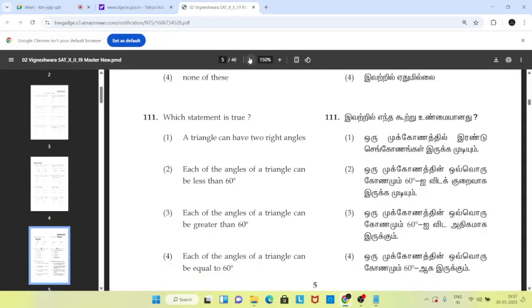Each angle of a triangle can be less than 60. False. Why do you say so? Because the three angles of an equilateral triangle are 60 each. Each angle of a triangle can be greater than 60. That is also false. If it is all 65, 65, 65, then it becomes 195. That is out. If it is 55, 55, 55, then if you add all of these, you are getting only 165. That's also out. Fourth one.